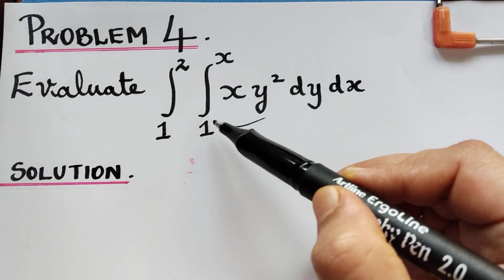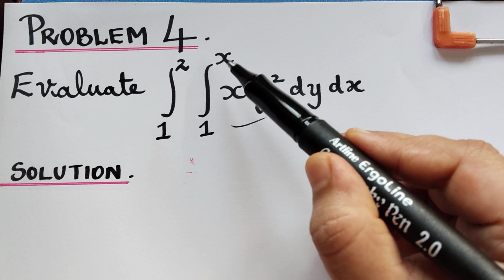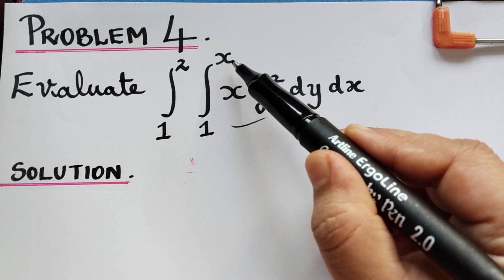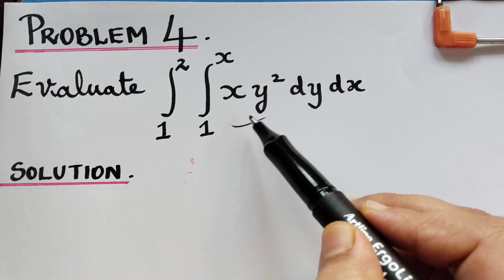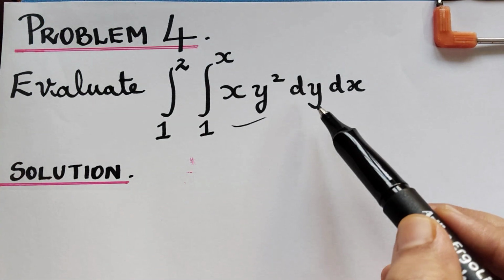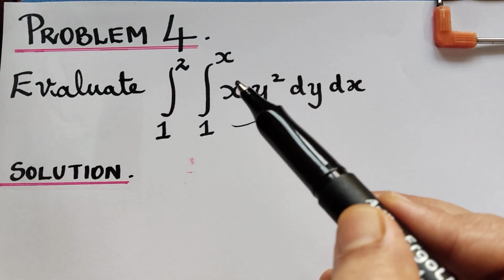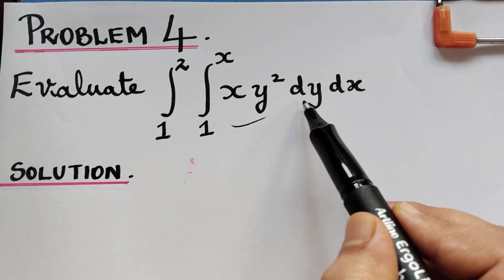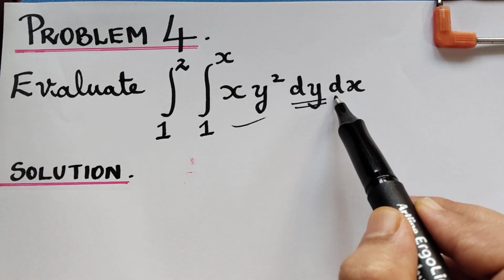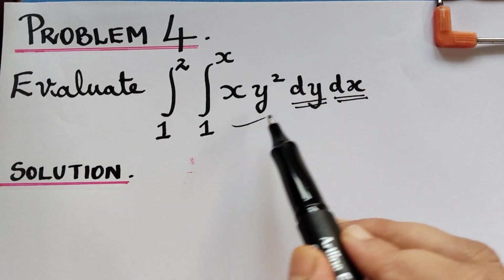For example, here what is the variable given in the integral as limits? It is x. So you have to integrate the given function with respect to y first, and after that with respect to x. Anyway, here the order of integration is also given as dy, after that dx. So there is no issue.